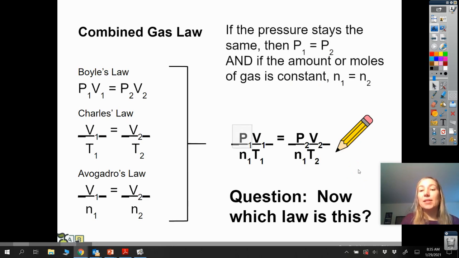Let's say pressure stays the same. P1 is equal to P2. Let's say, again, that we're not adding or removing any gas from our container. But what we're doing is changing temperature and volume is changing. Well, then we have Charles' law. So all of the other gas laws come from the combined gas law.